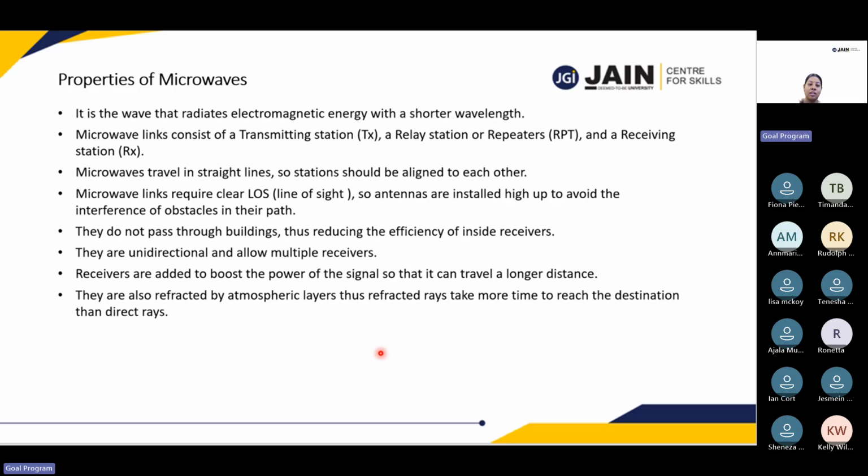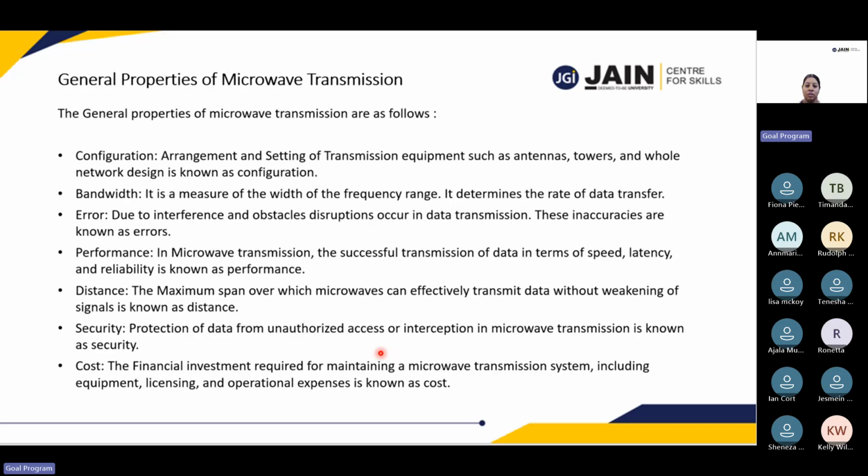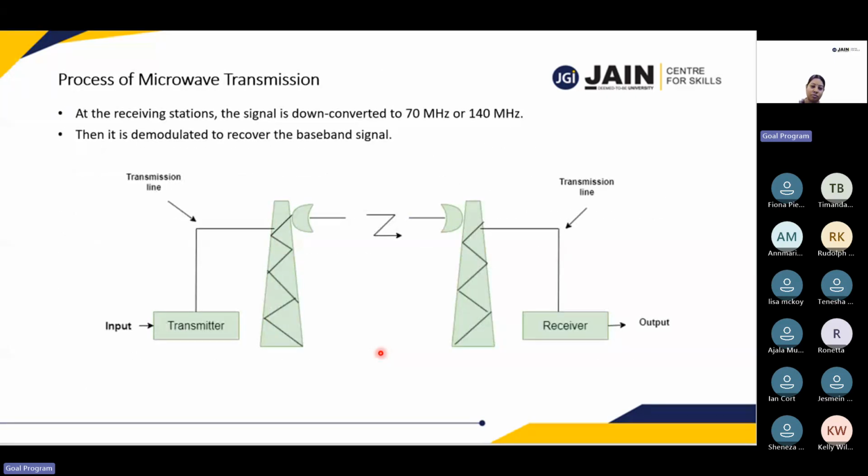Microwaves travel in straight lines, so stations should be aligned to each other. I'll show you one diagram over here. If you can see, this is how the transmission will take place. Here we have the transmitter, here the receiver, and there is a transmission line. You can see these are towers.